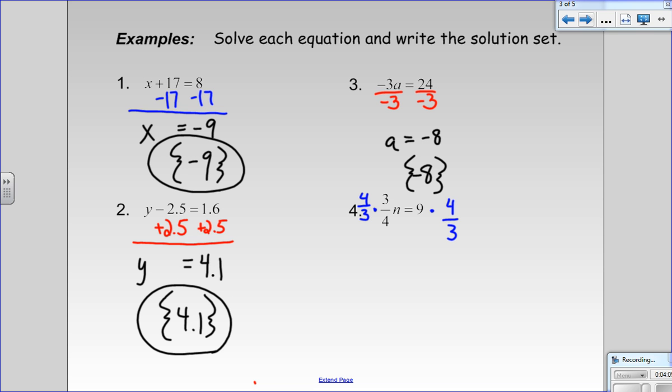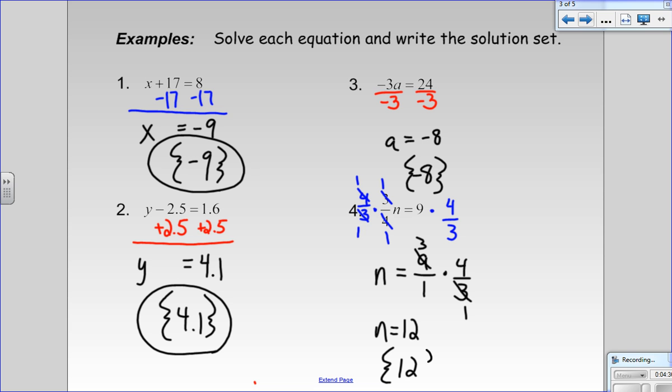And when we do that, we can see that our 4's will cancel, our 3's will cancel, and we're left with just n. So n is now going to equal 9 over 1 times 4 over 3, and let's multiply that together. 3 times 4 equals 12. So 12 over 1, which is 12, which means that our solution is 12.